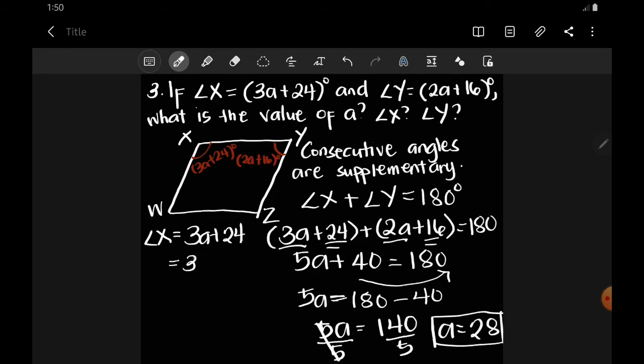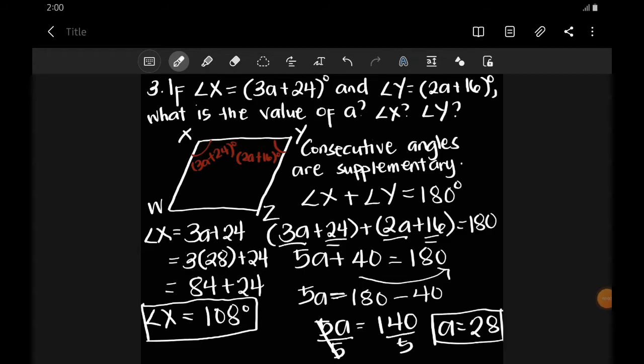So 3A, substitute the value of A, which is 28, plus 24 equals 3 multiplied by 28. So that would be 84 plus 24, 108 degrees.